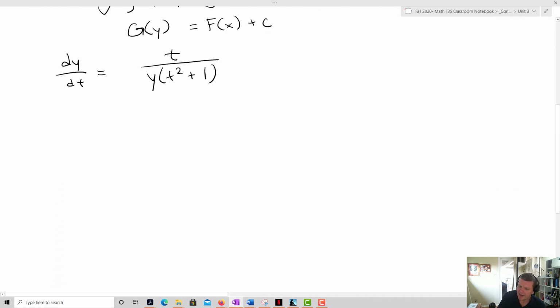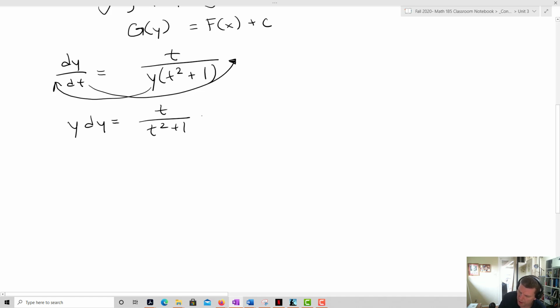Now what I can do is multiply over my functions of y and multiply over my dt, or basically separate my variables, is what we call it. And it's not really multiplication, but again, it's the basic idea. So we end up with y dy equals t over (t squared plus 1) dt. So now my functions are separated. What I can do now is take the integral of both. I'm at the point where my t's and my y's are separated.